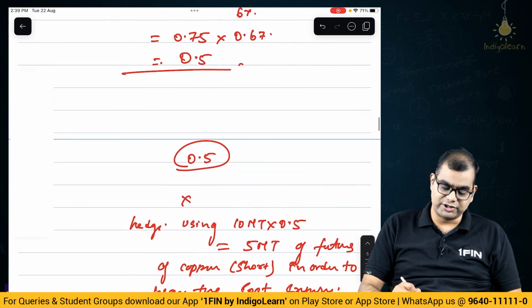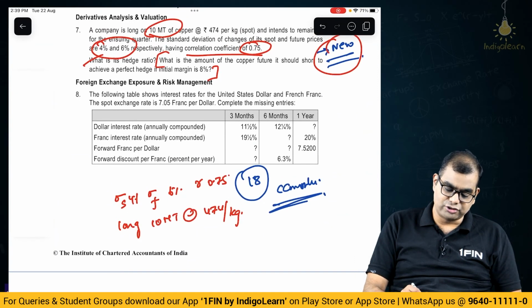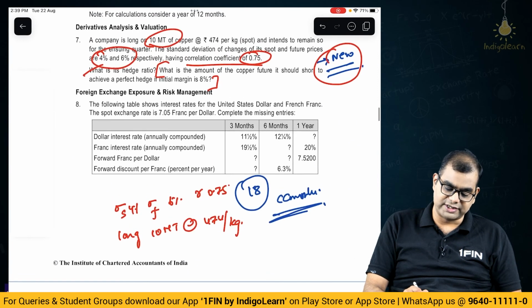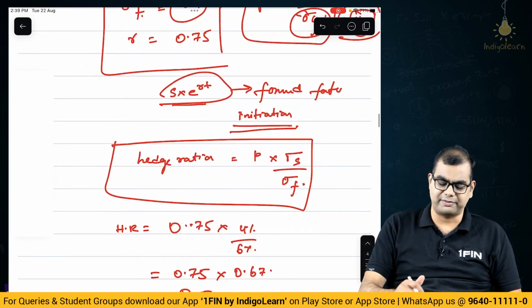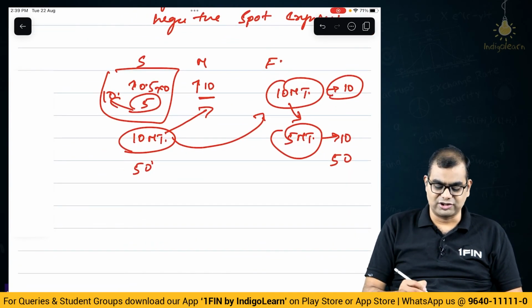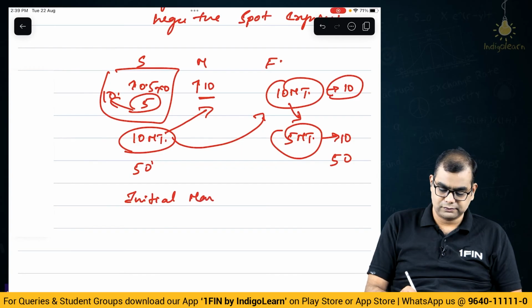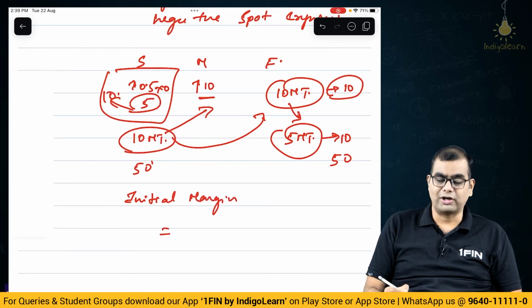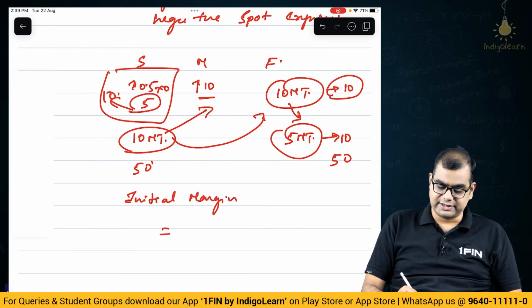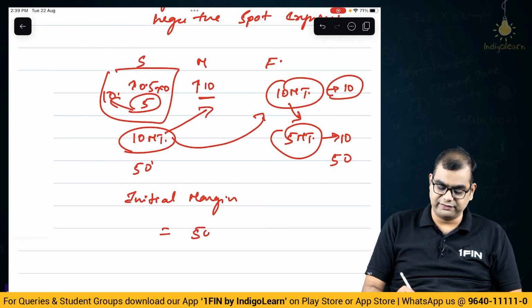Now, what is the third part of the question? What is the amount of copper future it should short in order to achieve a perfect hedge if initial margin is 8%? So, I think they are asking you for the initial margin. CA Institute has not clearly asked what the initial margin is, they should ask. Initial margin is equal to, 10 MT is 10,000, but you are shorting how much? 5 MT, which is 5,000 kg.